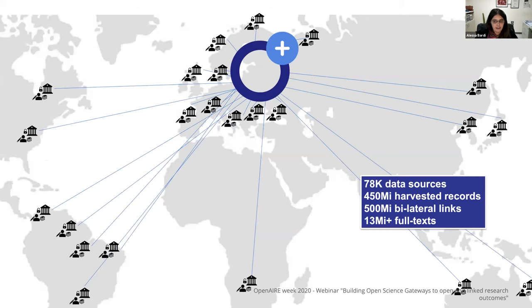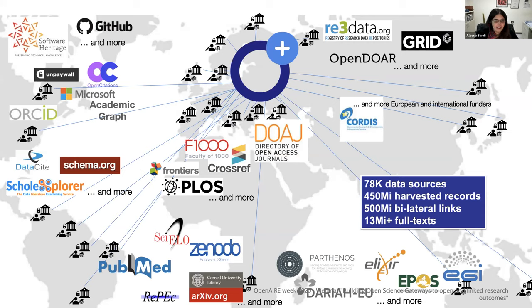How do we build the OpenAIRE research graph? We collect metadata records from more than 70K data sources from all over the world. So not only Europe, but also Asia, Africa, and South America and North America. And here in this slide, you can see some numbers. So more than 400 million records collected, then links, and then also the full text. And these are the full text of open access publications on which we apply full text mining techniques in order to extract additional information that is not explicit in the metadata record of these resources.